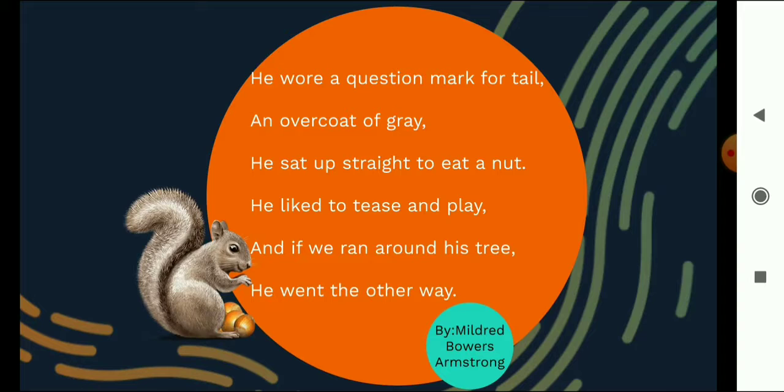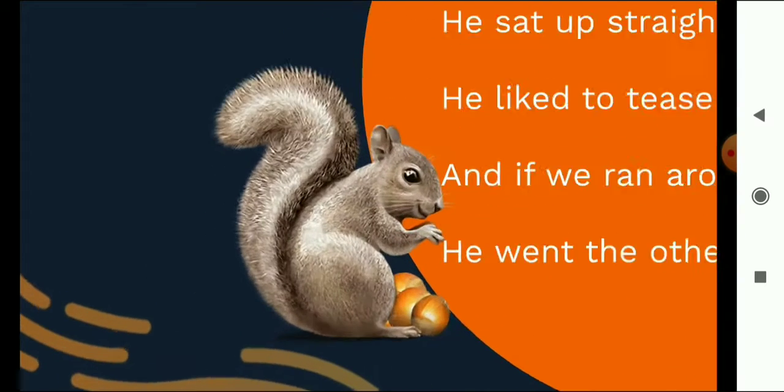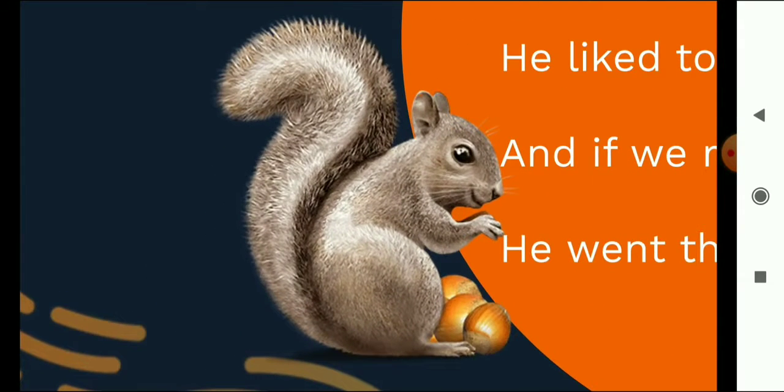This poem is written by Mildred Bowers Armstrong, like I told you. You can see the picture of the squirrel. Now, pay close attention to its tail. Can you see that it is shaped like a question mark? Can you see that it is bent in a certain way? That is what the poet is saying, that the squirrel's tail is bent like a question mark.